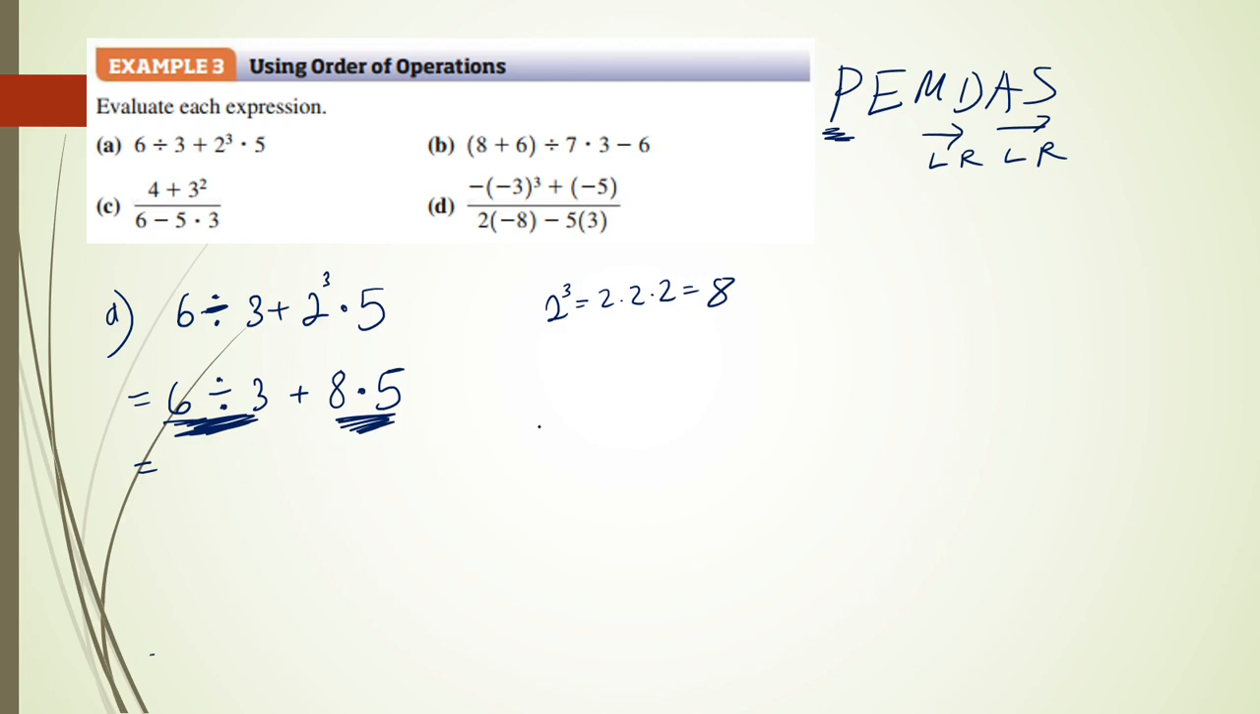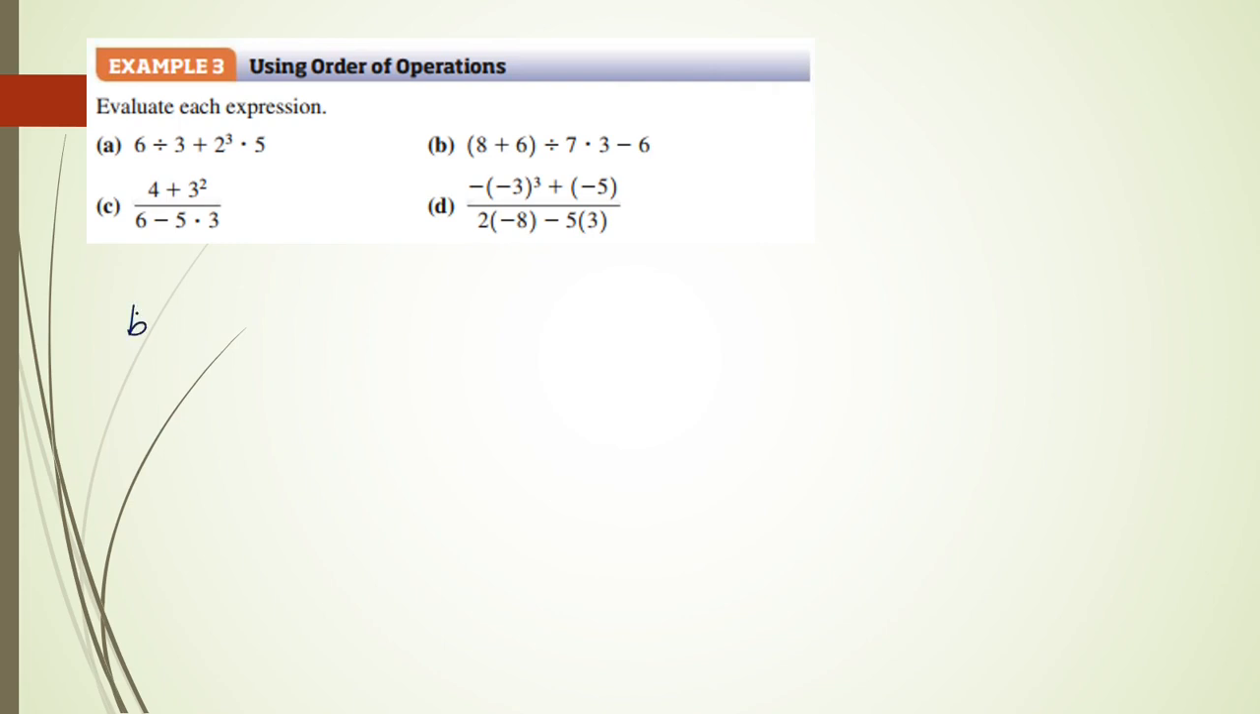It says from left to right. 6 divided by 3 is 2. 8 times 5 is 40. No more multiplications or divisions. We'll move on to addition or subtraction. And there's only one here, so it's 42. Our solution for part A is 42. Part B, we have 8 plus 6 divided by 7 times 3 minus 6.